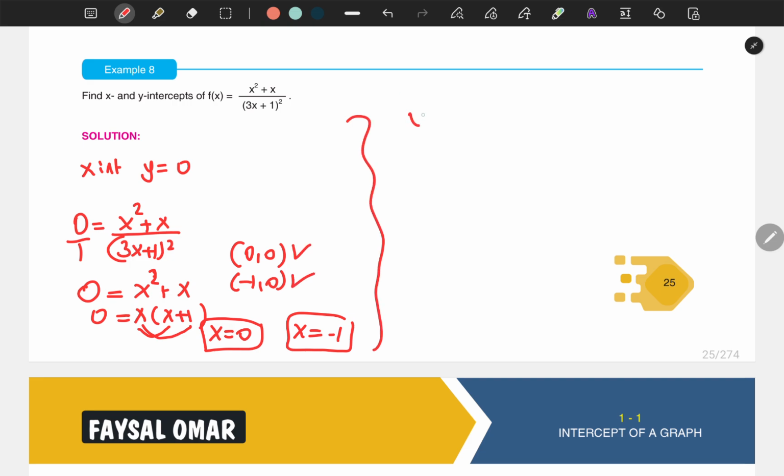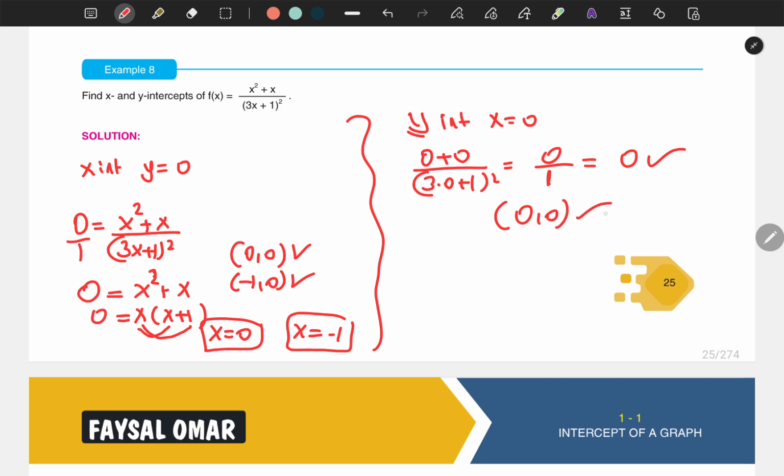For the y-intercept, x must be equal to 0. Can you just replace? 0 plus 0 over 3 times 0 plus 1 power of 2. Can I say 0 over a number is equal to 0? Yes, so which means 0 and 0. It is my y-intercept. That's it.